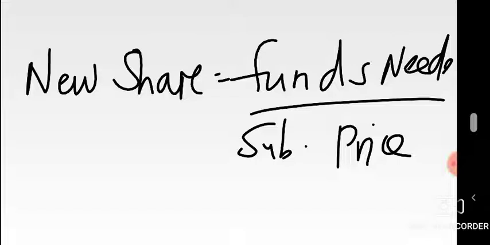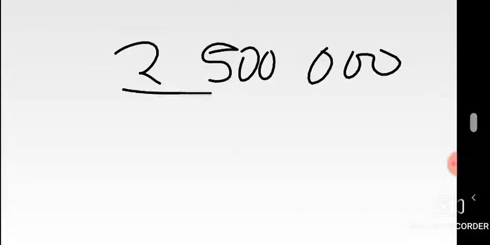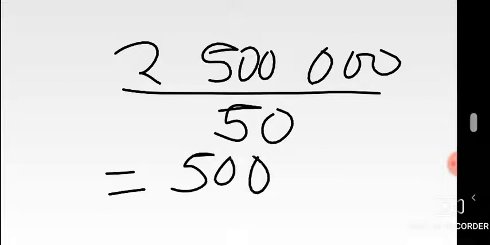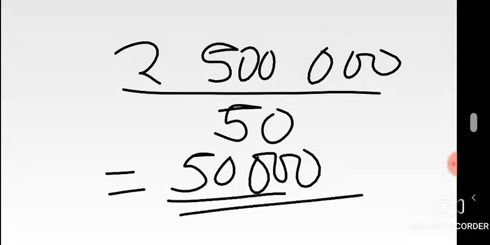Funds needed, they stated they need an addition of 2.5. Read that statement that came below that particular income statement that they showed. The funds that they need is 2.5 million. Subscription price has been given as 50. So you just rewrite this: 2,500,000 over 50 kwacha as the subscription price. Answer, 50,000 new shares. You found them.